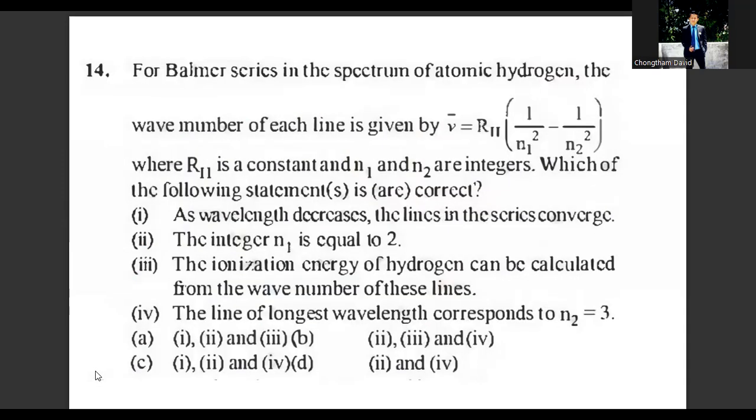Let's see the next question. For the Balmer series in the spectrum of the hydrogen atom, the wave number of each line is given by this relationship, that is the Rydberg equation. Which of the following statements are correct? Beyond a certain wavelength, the line spectrum becomes a band spectrum. This is correct. For the Balmer series, n1 equals 2, this is correct. Option 3, the ionization energy of hydrogen can be calculated from the wave number of this line. This is not correct. The line of longest wavelength corresponds to n2 equal to 3. This is also correct. So if 1, 2, and 4 are correct, the answer would be C, 1, 2, and 4.